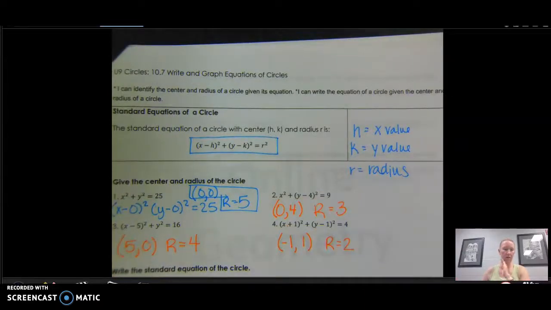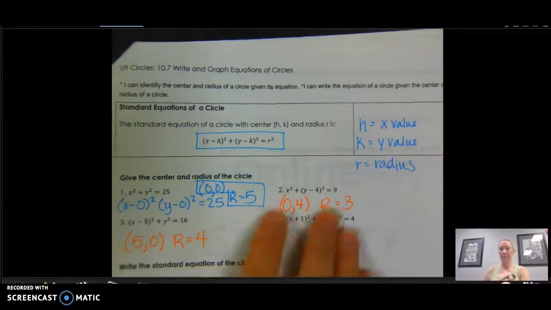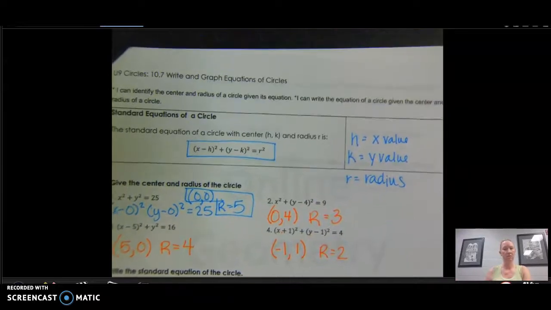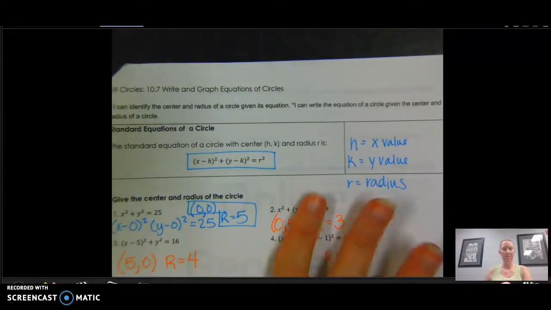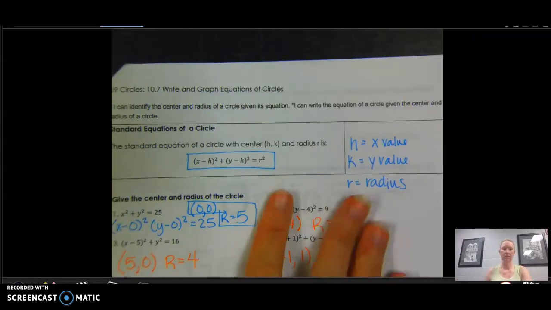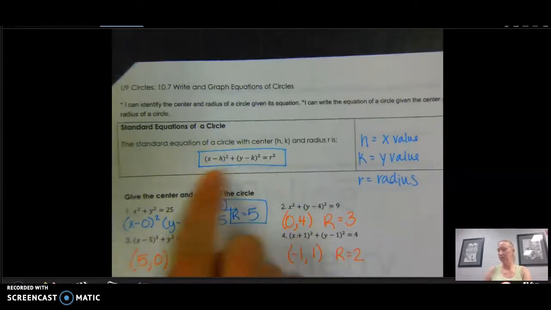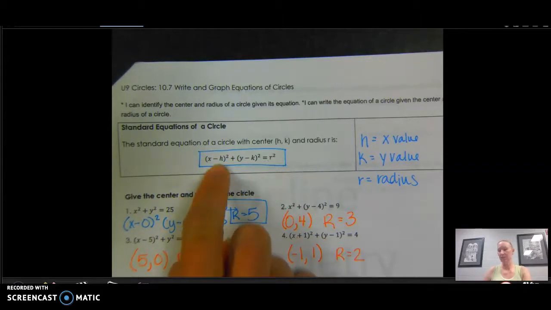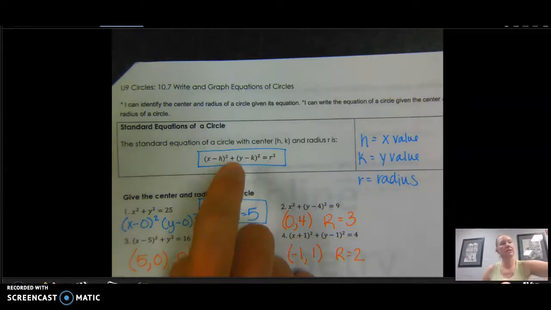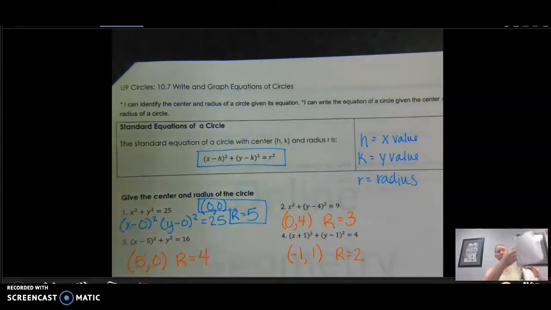Okay, we are on 9.7 or 10.7, depending on which way you're looking at. Last section of the unit. So we're talking about equations of circles. So here's the equation that you need to remember and always know, okay? It says (x − h)² + (y − k)² = r².